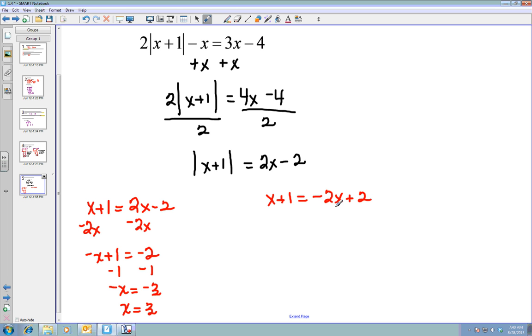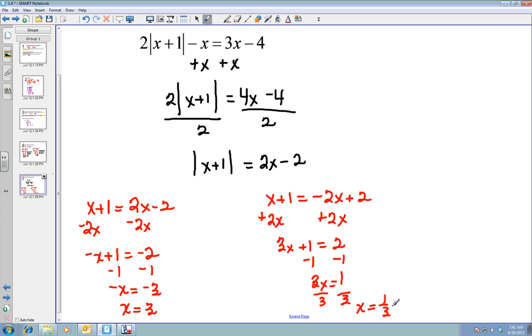Over here, add 2x, add 2x, 1x plus 2x, 3x plus 1 equals 2. Subtract 1, 3x equals 1. And so now I divide by 3, and I get x equals 1/3. Okay, don't divide that out, leave it as a fraction.